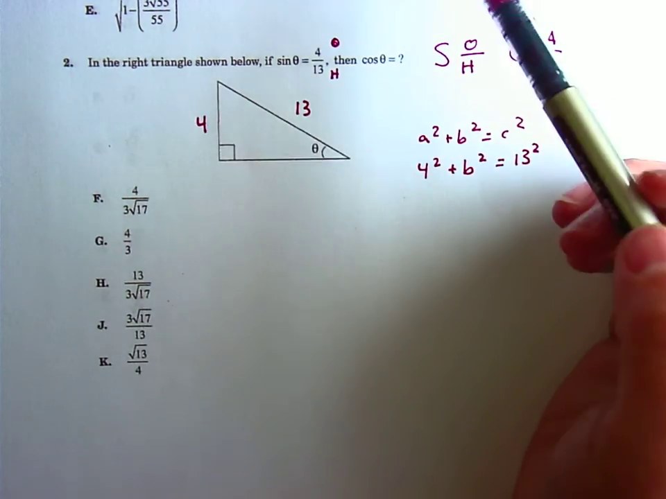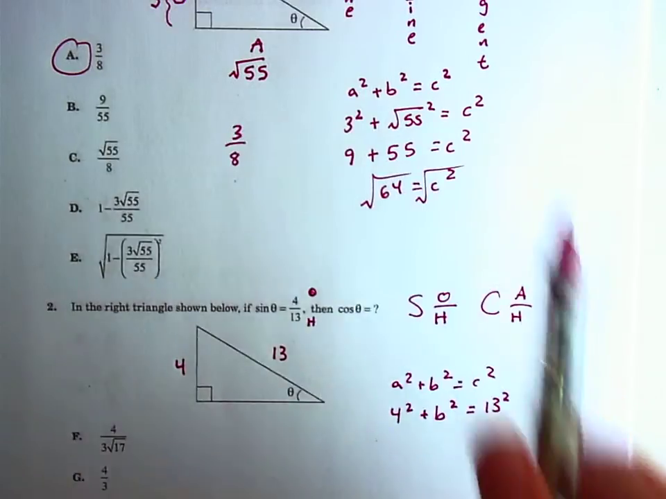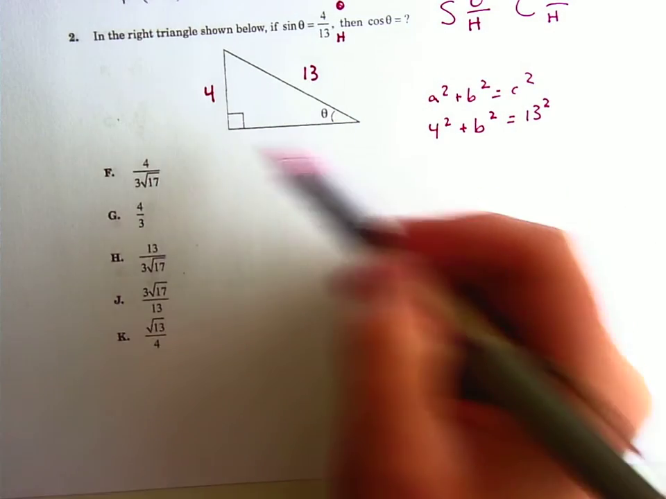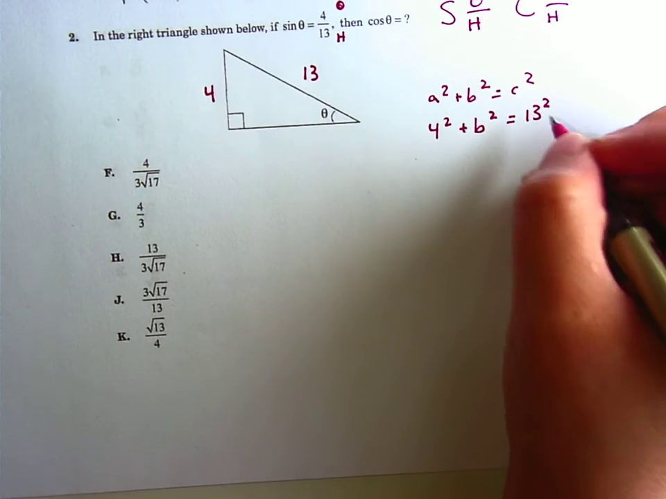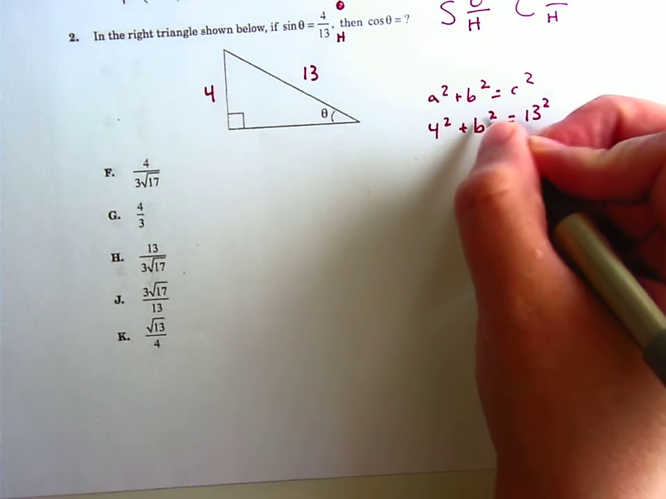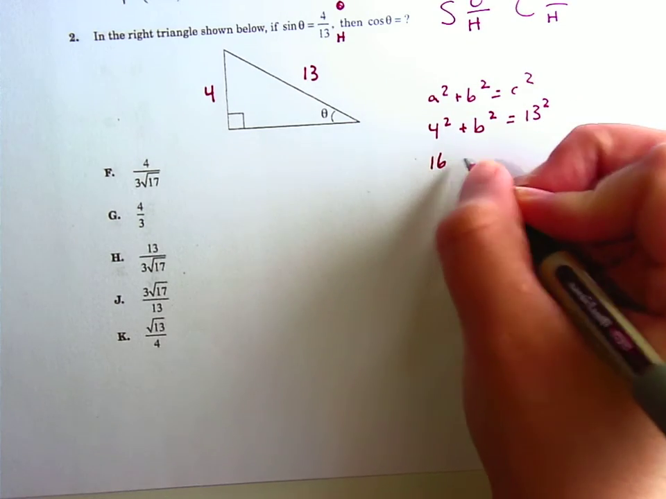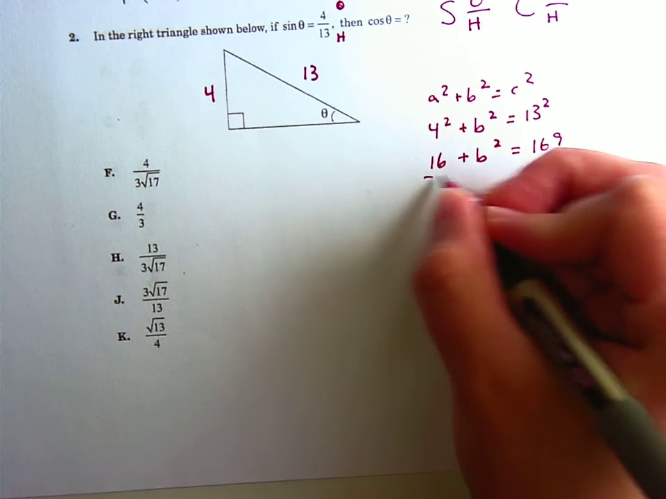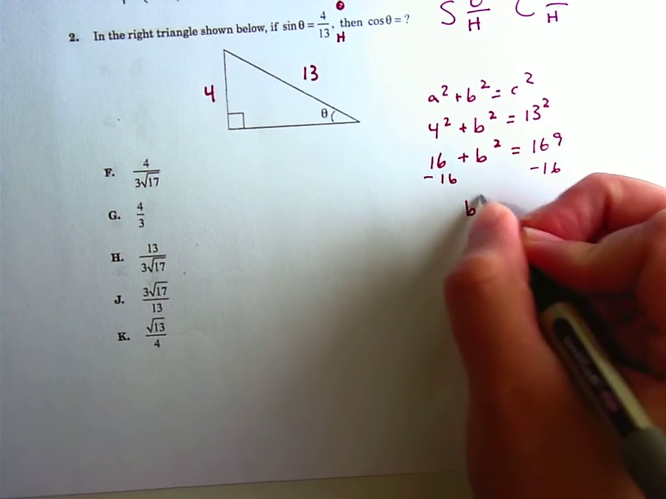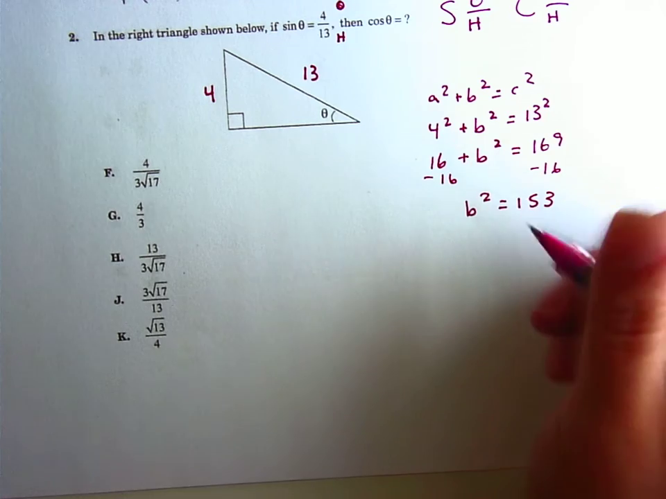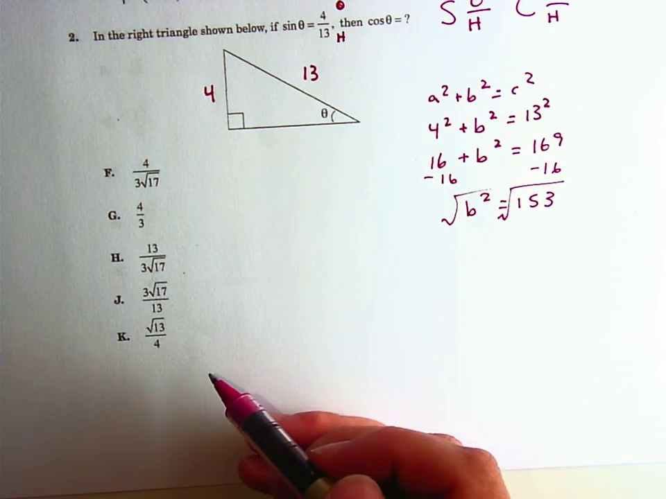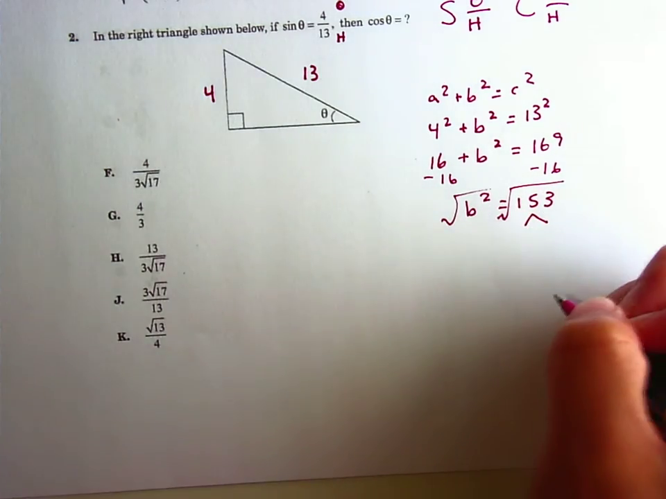Notice that on the first one, up here, the c was the variable we didn't know because we didn't know the hypotenuse. But in this one, since we don't know one of the sides, the legs of the triangle, that's why there is a variable right there. So this is 16 plus b squared equals 169, minus 16 on both sides. So b squared is 153, and then you take the square root of that. Now, if you look over here, you can see that none of these have the square root of 153 involved, so that must mean that we can break it apart.